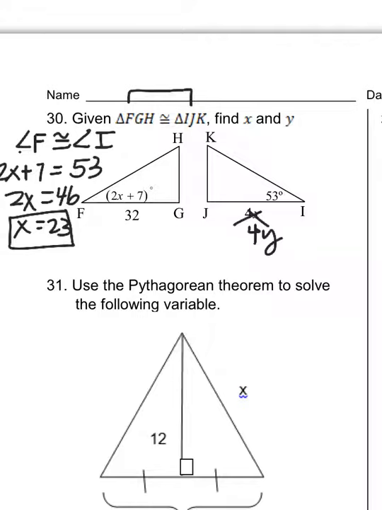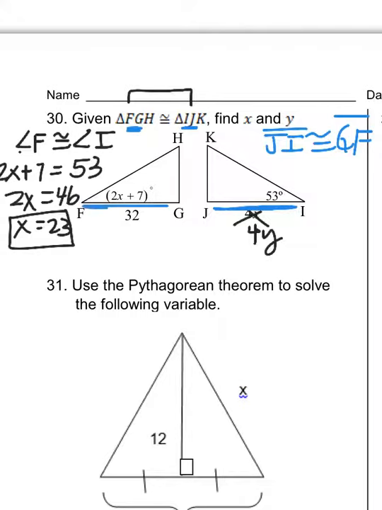The next equation has to do with finding y. Now, we find y at JI. If you look at the triangle, JI is congruent to GF, just by following the letters that they gave us for congruence.